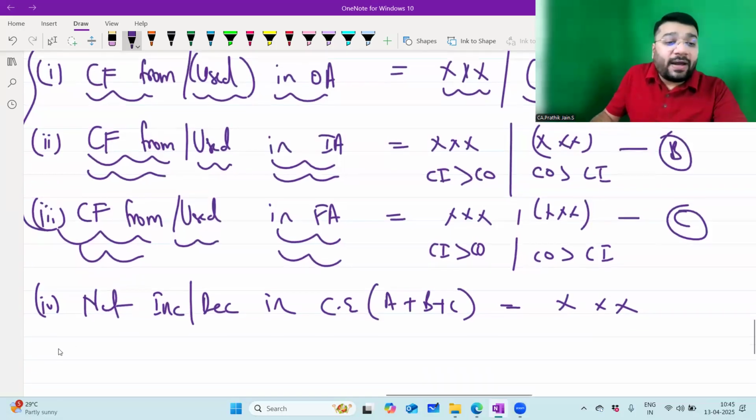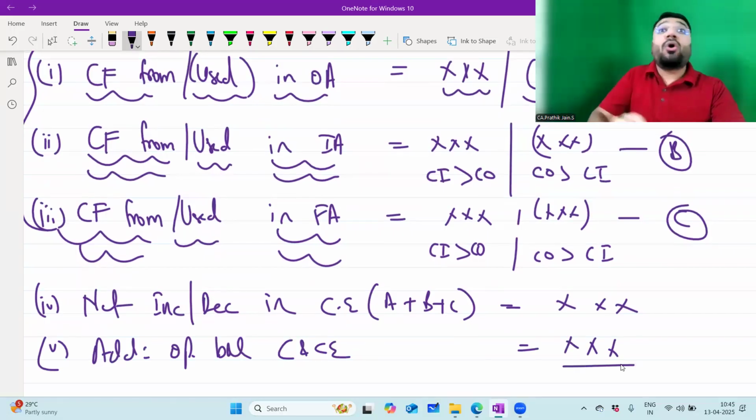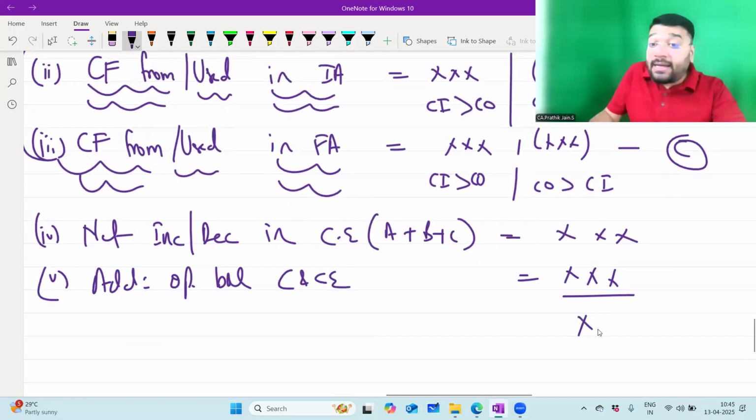And with that, what do I do finally? Add the opening balance of cash and cash equivalents. What do you get? This should automatically match your closing cash and cash equivalent.